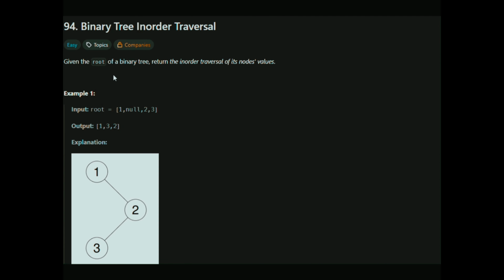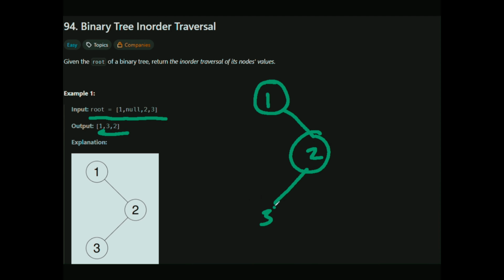They have given an inorder traversal for this problem. The root value is 1, null, 2, 3. This is nothing but a tree, and they are expecting the result in inorder traversal. So for this we are going to consider the same example and find the inorder traversal.